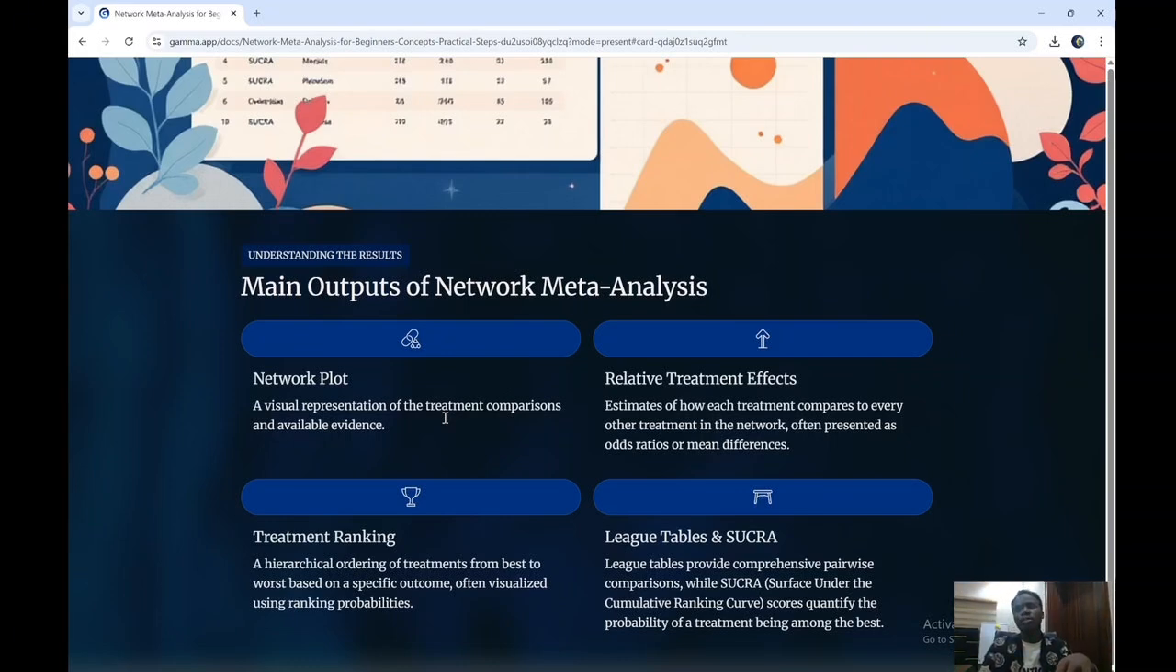Another thing that we need to understand is what we call the league tables, and the SUCRA. What the league table does in a network meta-analysis is provide a comprehensive pairwise comparison. The surface under the cumulative ranking curve, which we call SUCRA, quantifies the probability scores of a treatment being among the best. So we're going to explain all of this, show you how the league tables work in network meta-analysis, and how you can get started, at least with the basic meta-analysis of a pooled prevalence across several studies.